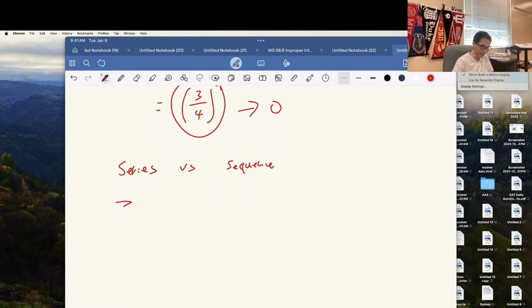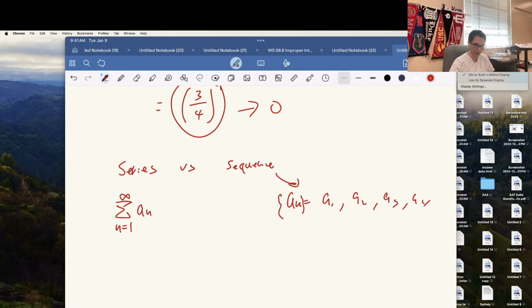So if I write down summation, this is going to be a series, n equal to 1 to infinity of a_n. So instead of a sequence, just a_n is equal to a1, a2, a3, a4. If you have something like this, n equal to 1 to infinity, it's going to be a1, a2, a3, a4. This one is equal to a1 plus a2 plus a3 plus a4, and dot dot dot, keep on going to an infinite amount of pieces.